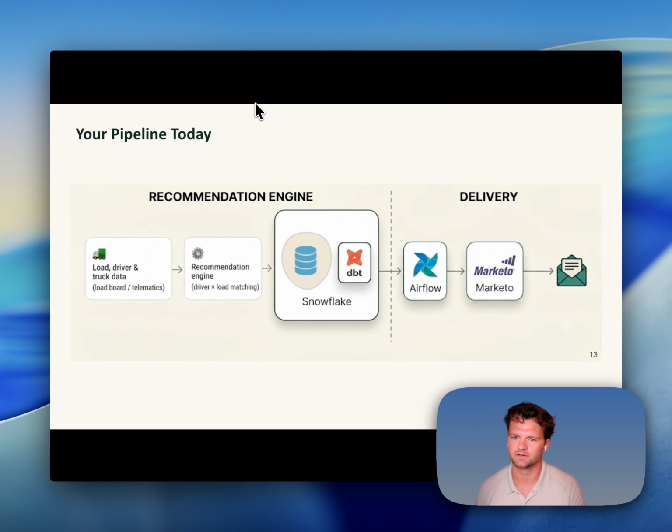So here's what I learned about your solution last week. You have load, driver, and truck data that is being used for your recommendation engine. And when a match is made, that data lands in Snowflake, where your team is already doing some dbt modeling. And that recommendation engine is working great. Drivers are getting matched. And then there's the delivery portion. So you have Airflow, which is a custom pipeline that requires Python and also requires the help of your data engineers. And you're sending data to Marketo, where you are able to send each driver one email per day. Is that roughly what your solution is? Could you please correct me if I got anything wrong?